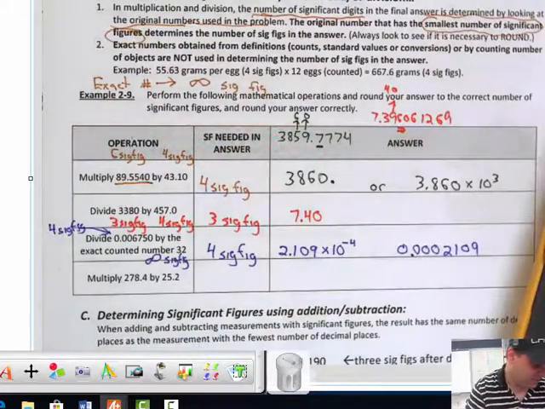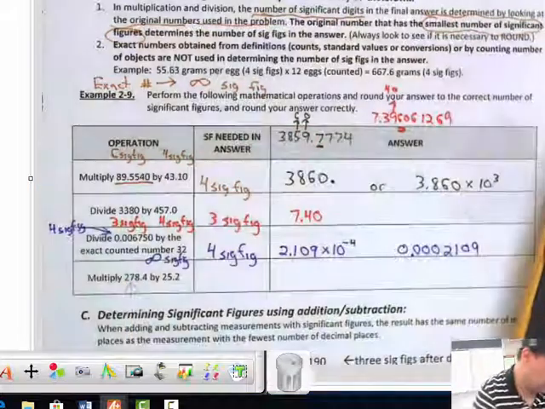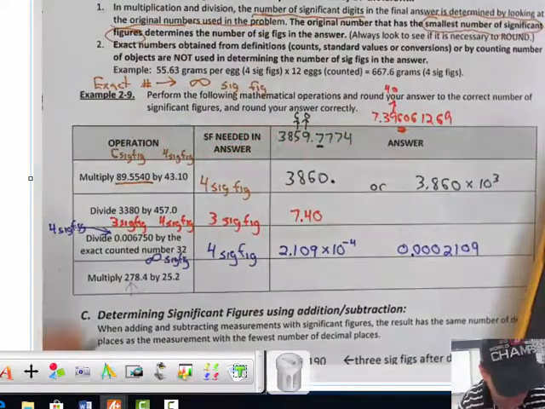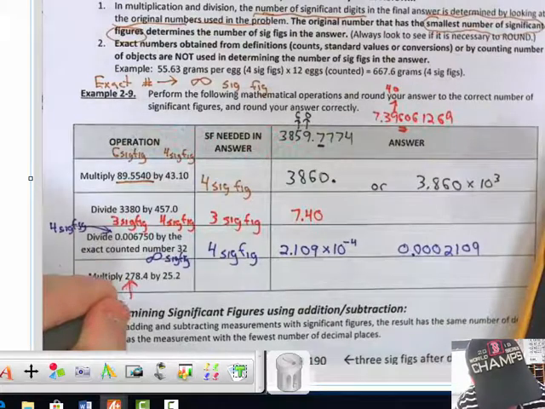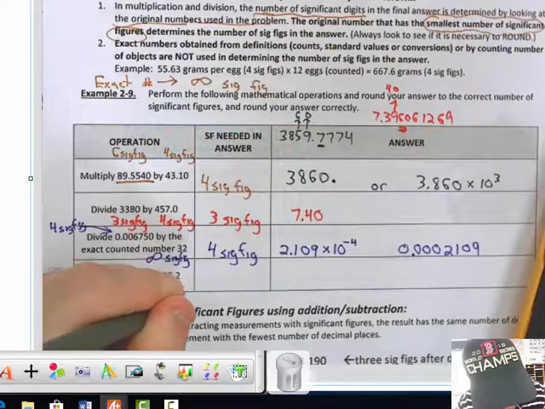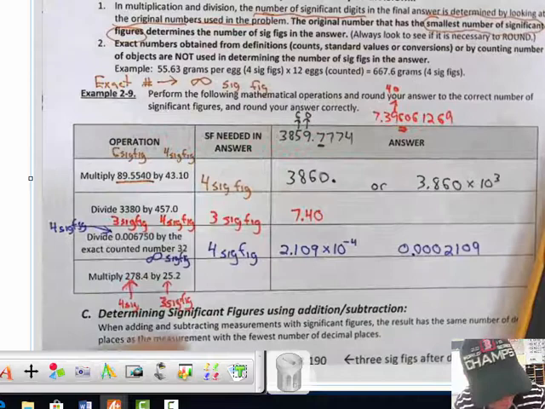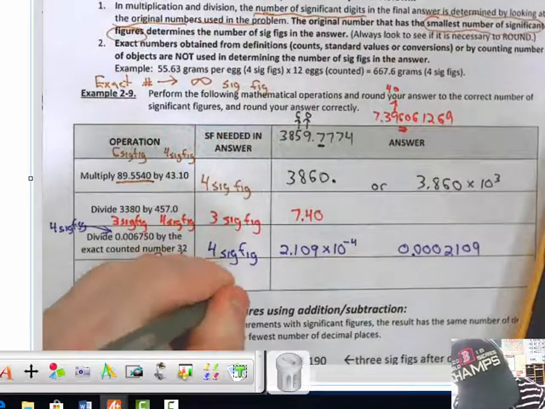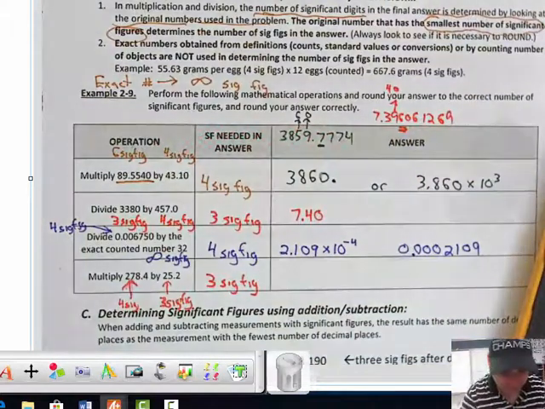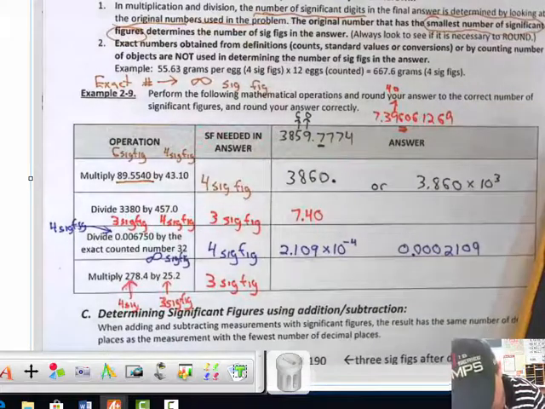Okay, last one here. We'll do this one really quick here. Ooh, you can't see that color. That's a bad color. Bad candy. This one has 4 sig figs. This one has 3 sig figs. So which one has the fewest? 3 sig figs. Okay. So here we go. 3 sig figs here.